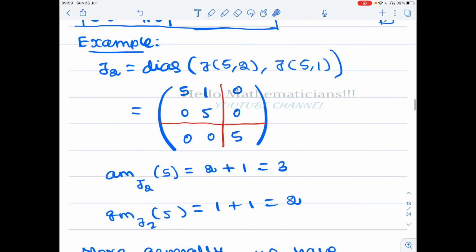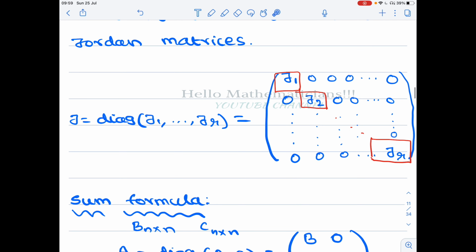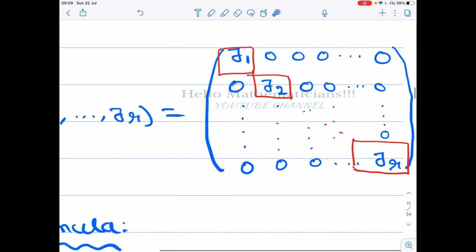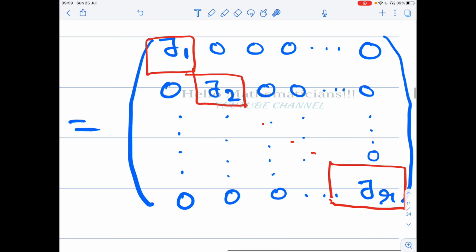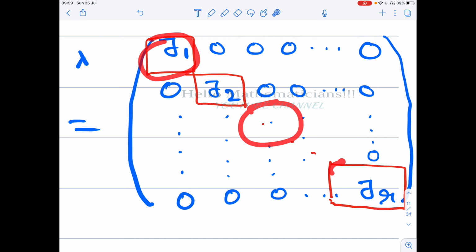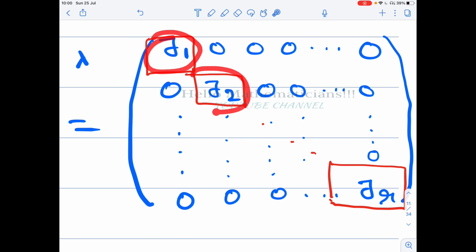Now we'll come to this Jordan matrix. A Jordan matrix usually looks like this. Here we have r diagonal blocks. If you fix an eigenvalue lambda, then more than one block can correspond to this eigenvalue lambda. It is not that each block corresponds to a distinct eigenvalue. No, that is not true. So this is one matrix. Consider it as a single matrix.